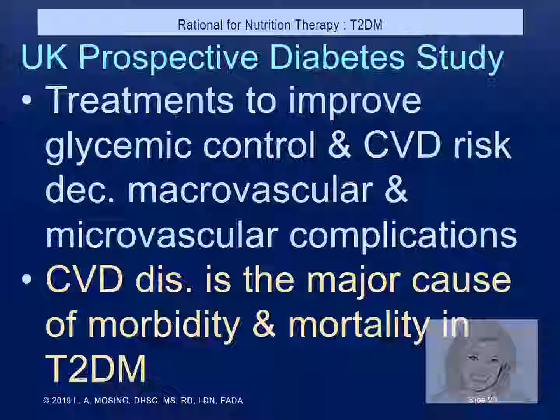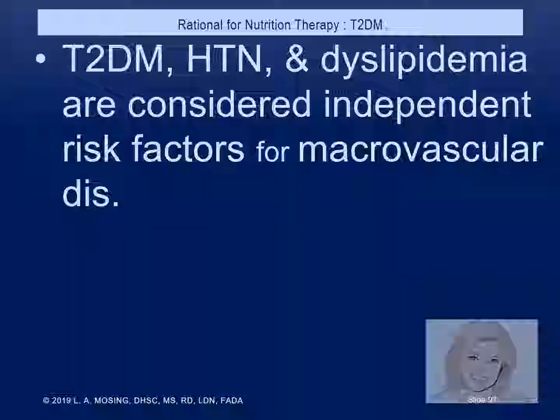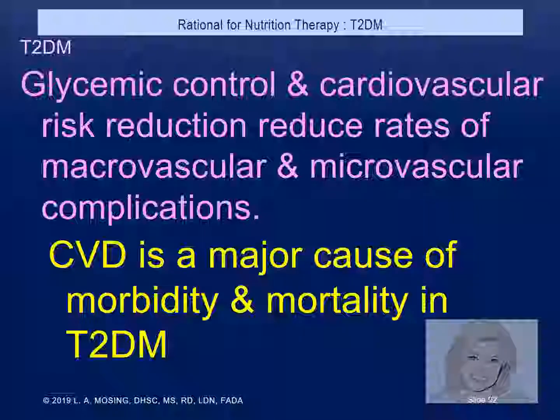Then we had the United Kingdom study where it showed treatments to improve blood sugar control and heart disease would reduce the risk of macular degeneration. Again, heart disease, number one killer of all of us, morbidity and mortality, but especially in our patients with type 2 diabetes. So if a patient comes in, they're overweight, we talk about lifestyle. If they have type 2 diabetes and hypertension and dyslipidemia, they're considered to be independent risk factors. So we're going to be much more cautious on these patients, which is most of your patients.